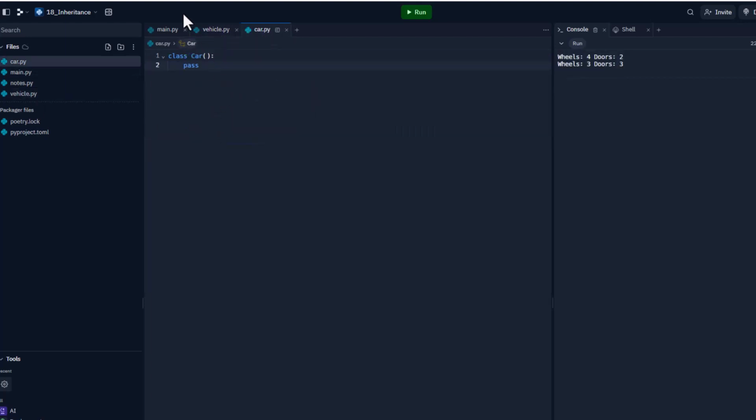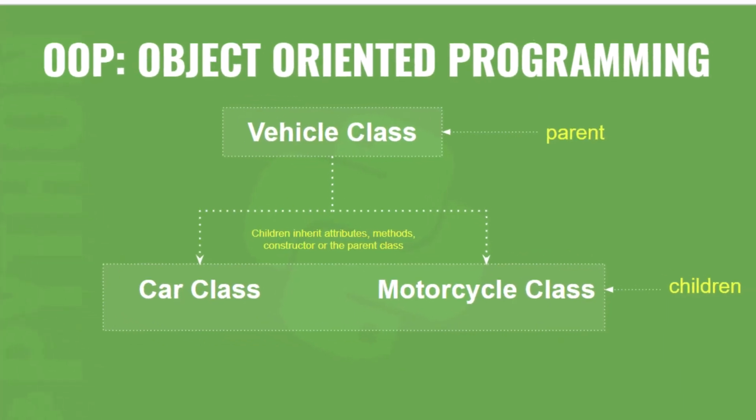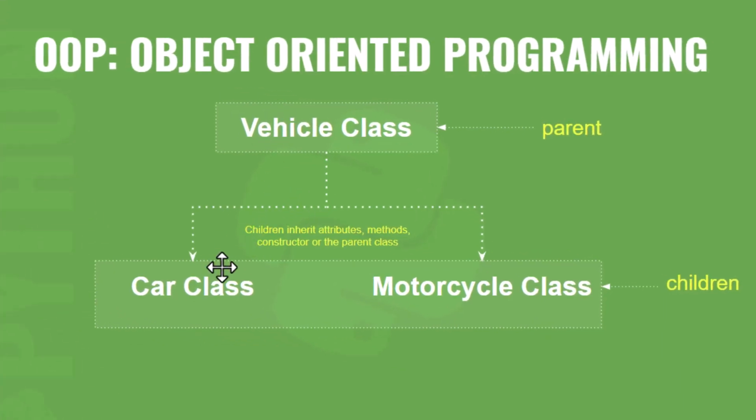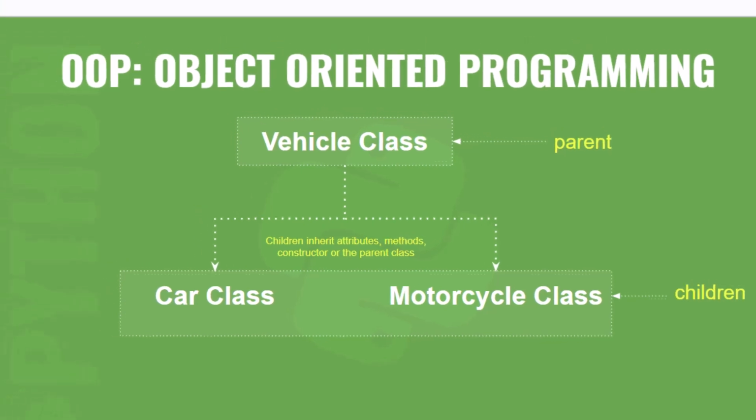Okay, but before we do that, let me just reiterate what we're going to do. So what we're doing visually is we're going to create an object, an instance of the car class. So we're going to create a new car, but this car does not have any methods or attributes. And so how are we going to be able to print out the information? Well, what we're going to do is we're going to inherit the attributes and methods from the vehicle class. And so let's go ahead and do that.